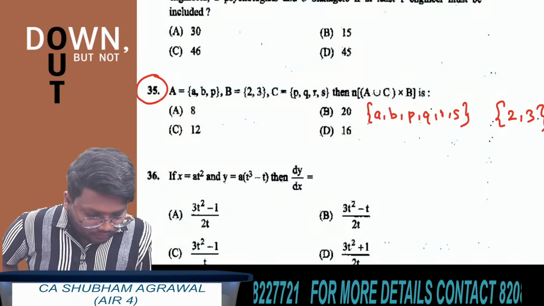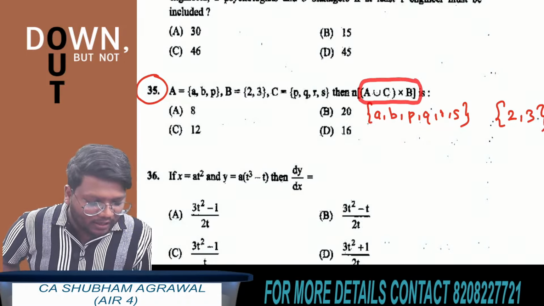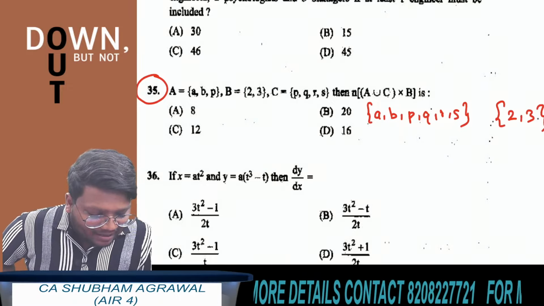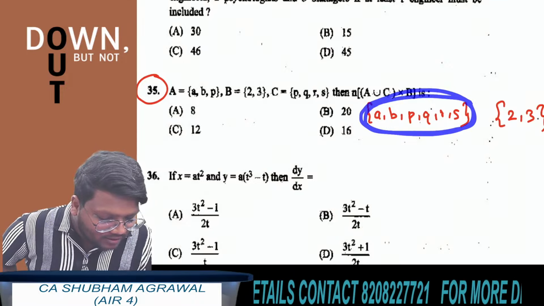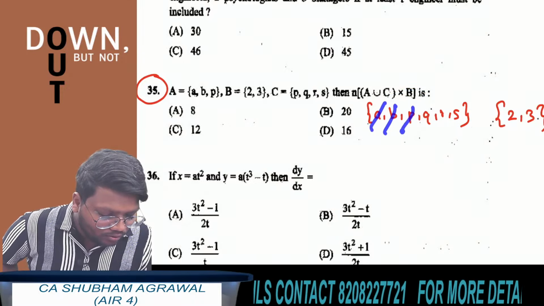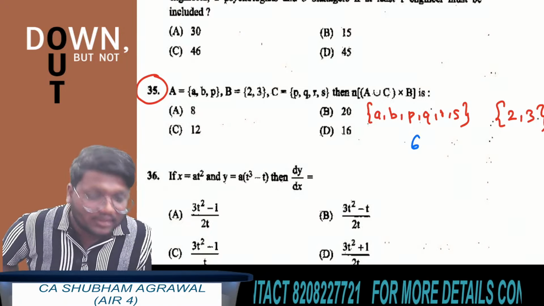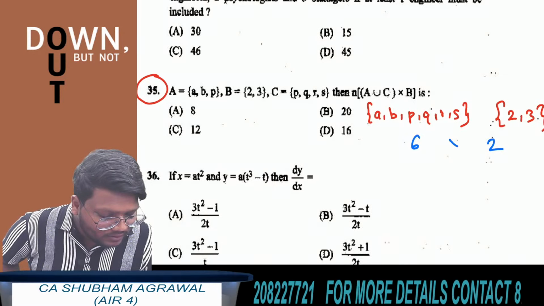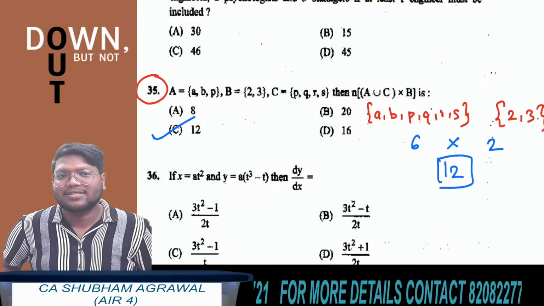They have asked the number of ordered pairs in A union C cross B. So total how many elements are there in A union C? 1, 2, 3, 4, 5, 6. There are 6 elements in A union C. And how many elements are there in set B? 2. 6 multiplied by 2 is what? 12. This is the answer. Which option is correct? Option C.